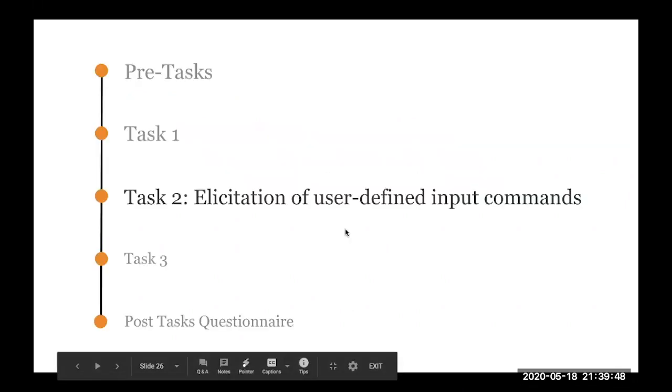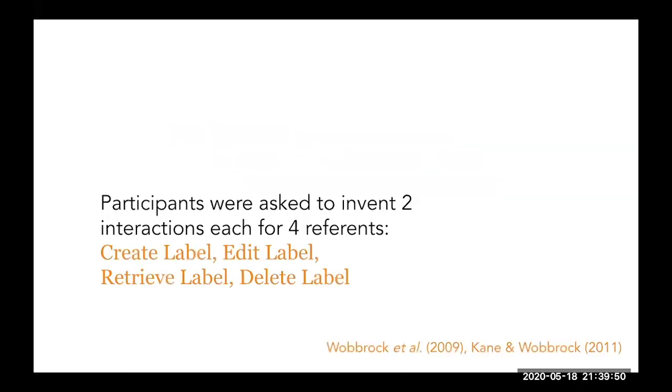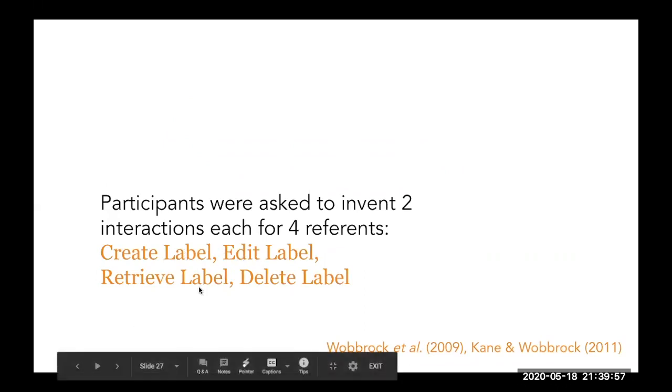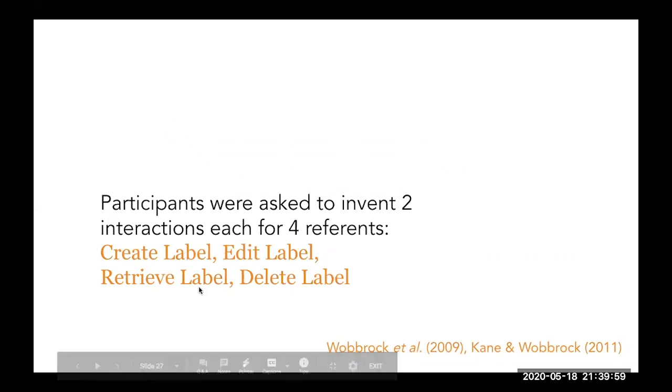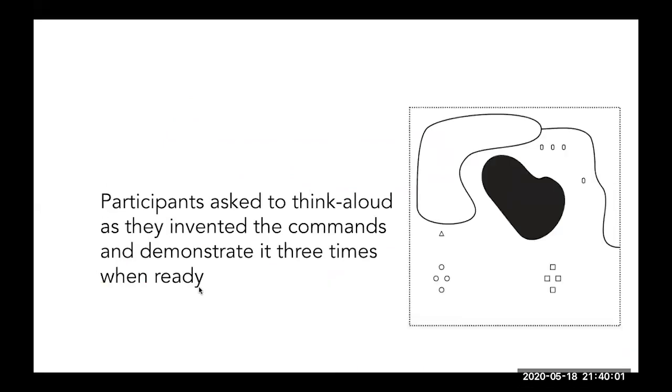In task 2, participants were asked to invent 2 interactions for each of the 4 referents. This was create an audio label, edit an audio label, retrieve an audio label, and delete an audio label. The protocol for this task was based on prior studies that have elicited gestures from users. Participants were asked to think aloud as they were inventing the interactions and demonstrate it thrice when ready.